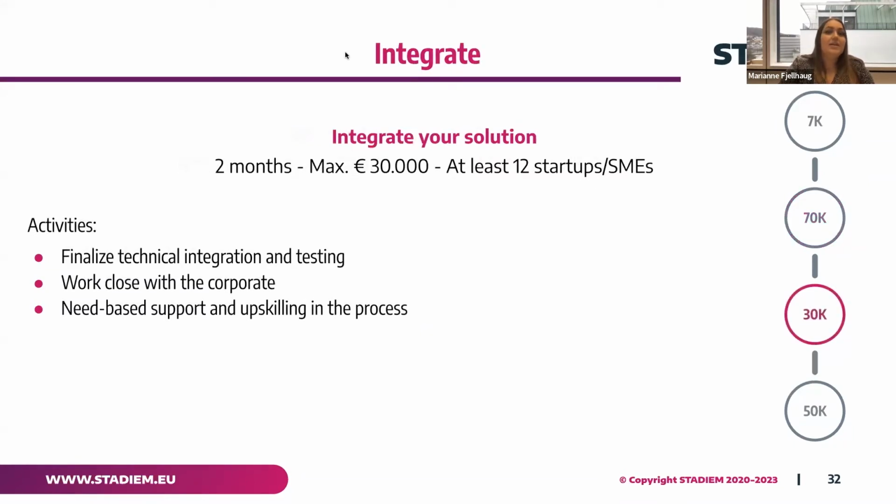And then, for those that join the integrate phase, this is where you integrate your developed solution with your corporate partner. This is also a 2-month phase where you can receive up to 30,000 euros each. Here, only 12 of the 16 will proceed to this phase. And during this phase, the main activities for you will be to finalize your technical integration and testing, also in close cooperation with your corporate partner. And also here, you will get access to need-based support and upskilling in the process.